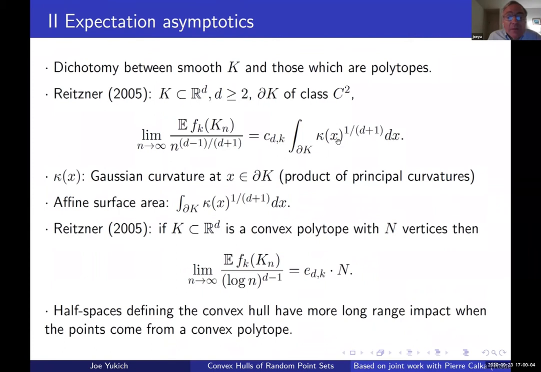Okay, so this is the affine surface area. In the case that the mother body K is a convex polytope, for example, the cube, with n vertices, then the expected K-phase functional of the convex hull scales like not a power of n, but a power of log n. So it's log n to the dimension d minus 1. And the limit converges to the product of two constants. One of them is the number of vertices of the polytope, and the second constant depends upon the dimension and K.